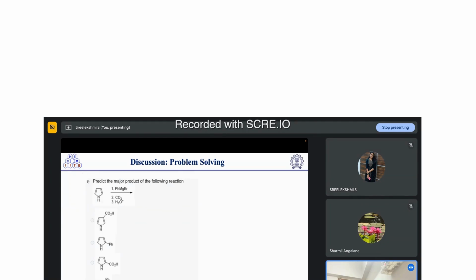Moving to the next question, predict the major product of the following reaction. That is, this particular compound, first we are treating with this phenyl magnesium bromide, then in presence of carbon dioxide and then followed by hydrolysis, which will be the major product.